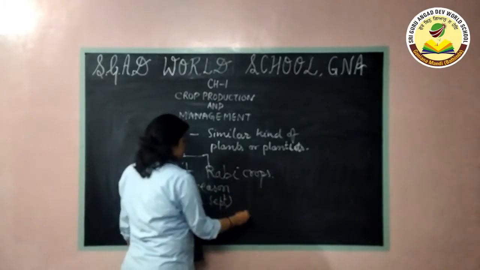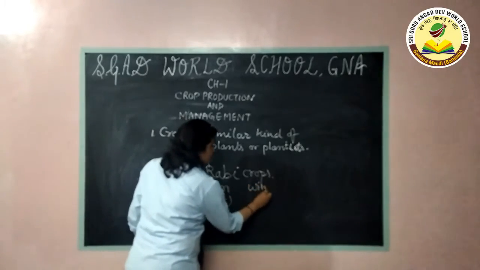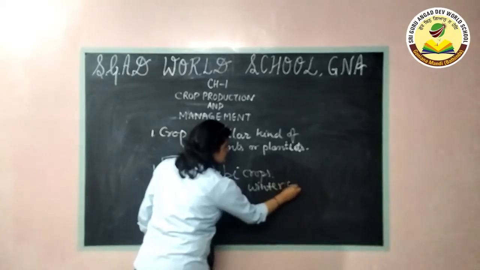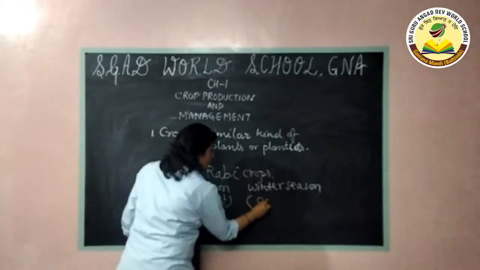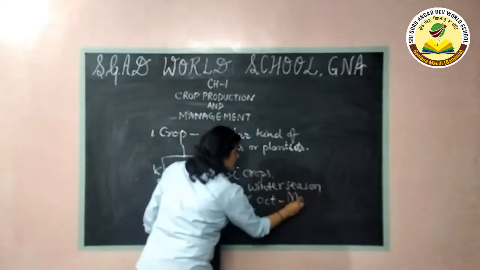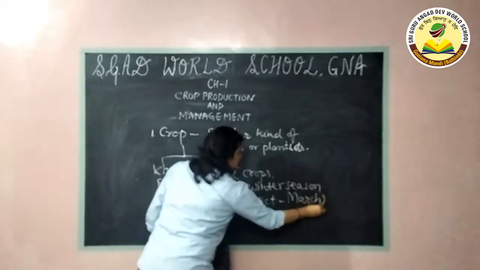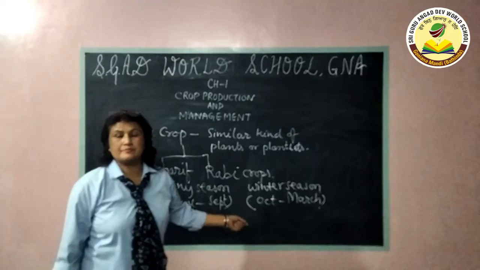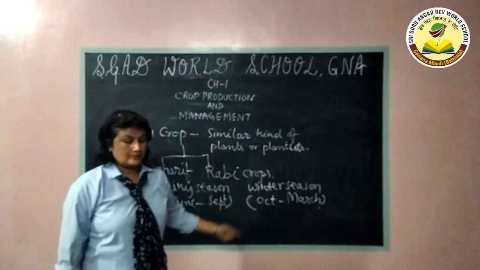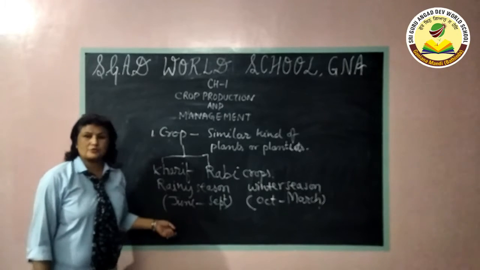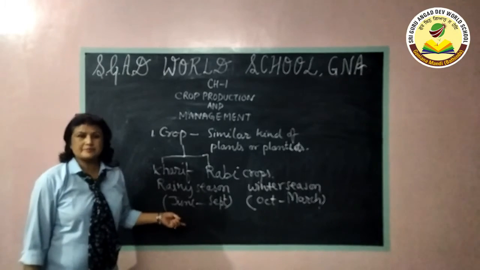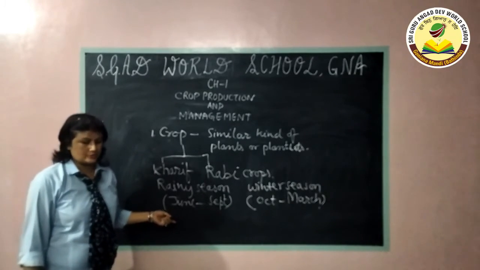Whereas Rabi crops are grown in the winter season, that is from October to March. And these are wheat, mustard, etc. With this, in the summer season, we can grow seasonal vegetables and fruits also.